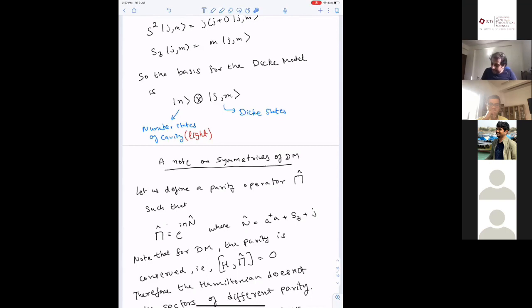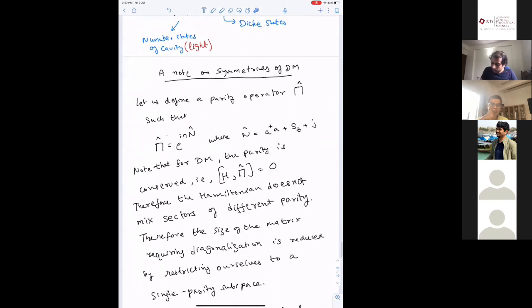So now you see that of course n is not conserved. I can keep on generating both photons, and I can keep on exciting spins. But what is conserved is this e to the i pi n hat. So if I start with a sector which has an odd number of excitations, it will just remain odd. So for the decay model, the parity is conserved, that is, the commutator of h and pi is zero. Plug it in and check. You plug this in and actually do the commutation relations, and you'll see that it is zero.